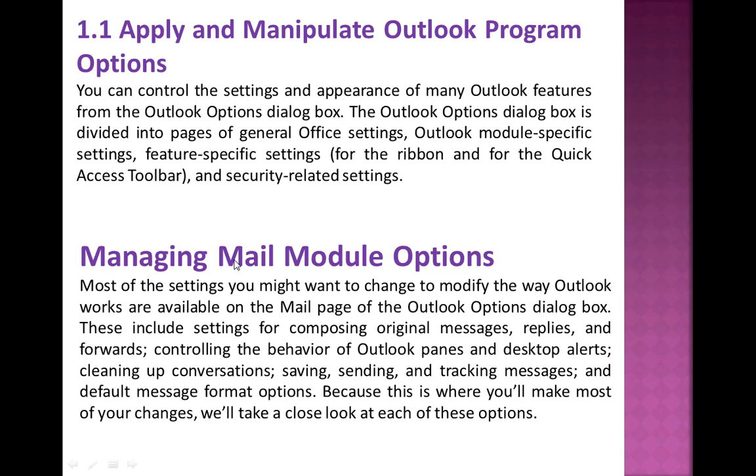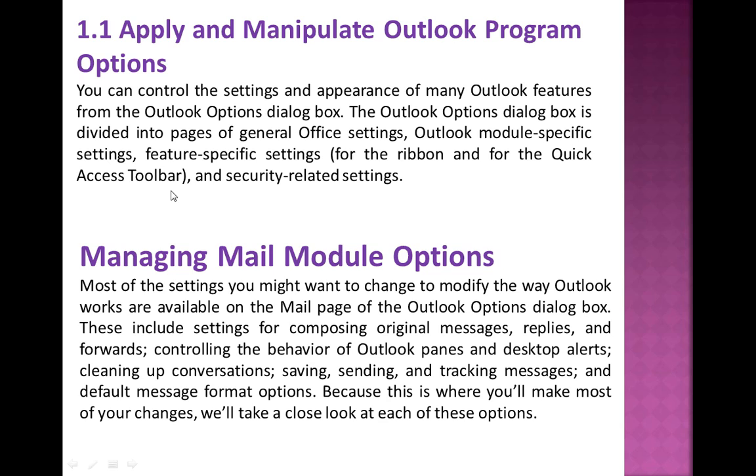Then next one is how to manage mail module options. Means how to manage the mails, either inbox, outbox or sent mail. So this is how to manage the mail module. Most of the settings you might want to change to modify the way Outlook works are available on the main page of the Outlook options dialog box. Means the main setting is how the mail will appear or how the mail will look. Suppose my mail looks like a hodgepodge, but I want to create a mail that will look very attractive. So I have to manage the mail module options.